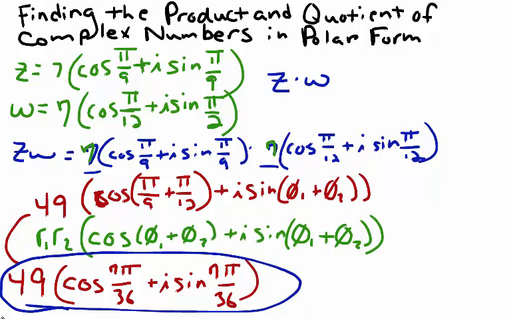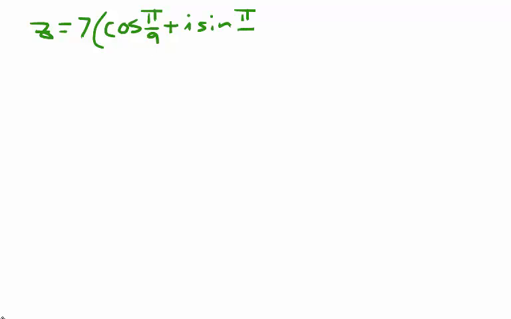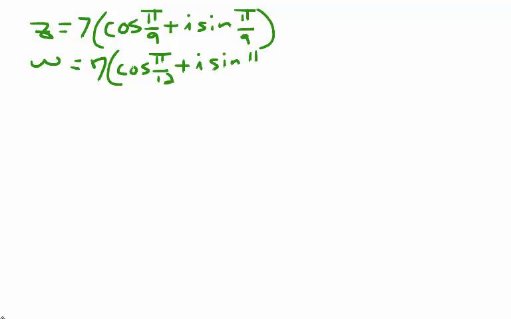Now let's take the quotient of z and w. We'll start a new board for that. So again, z is equal to 7 times cosine pi over 9 plus i sine pi over 9. w is equal to 7 times cosine pi over 12 plus i sine pi over 12.